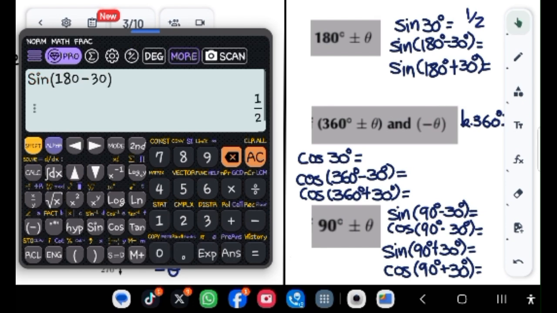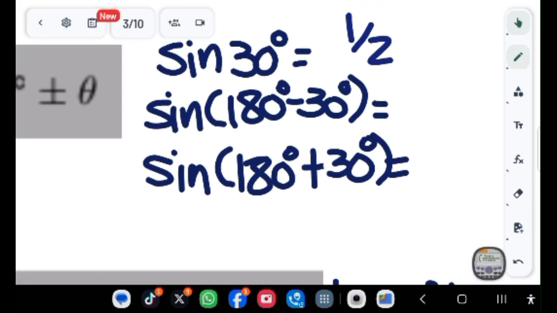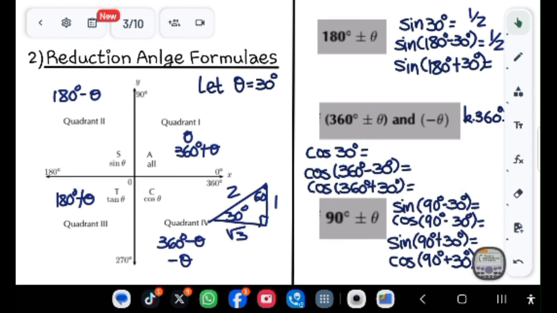That gives us 1 over 2. It's exactly the same as the sine of 30 degrees, 1 over 2. So you can see for yourself. Sine is positive in the second quadrant, which is where the angle 180 minus 30 degrees, which is actually 150, lands.